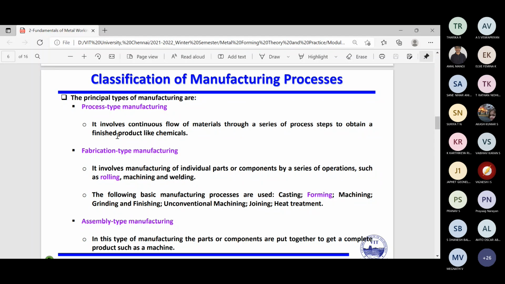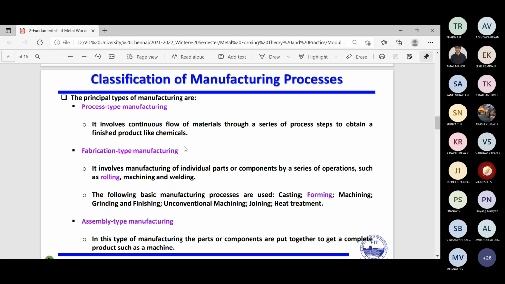Process type manufacturing involves the continuous flow of materials through a series of process steps to obtain a finished product, like chemicals. For example, when we are extracting metals like aluminum with the help of the Bayer process or the Hall-Héroult process, or producing iron, like pig iron, or copper, or chemicals.